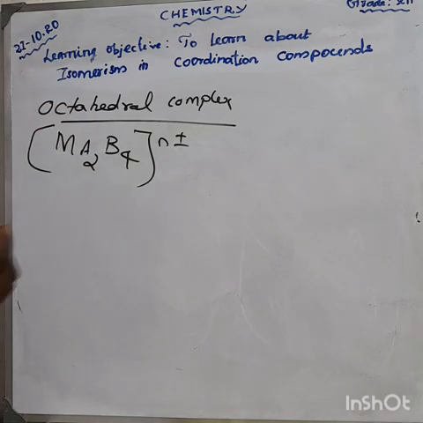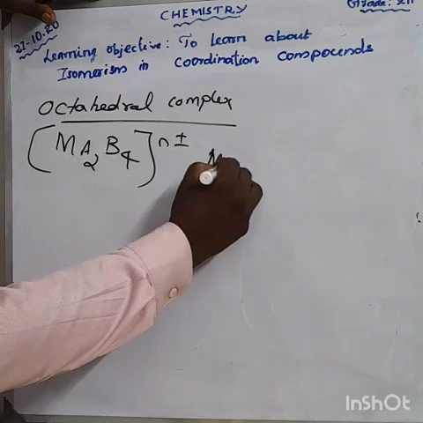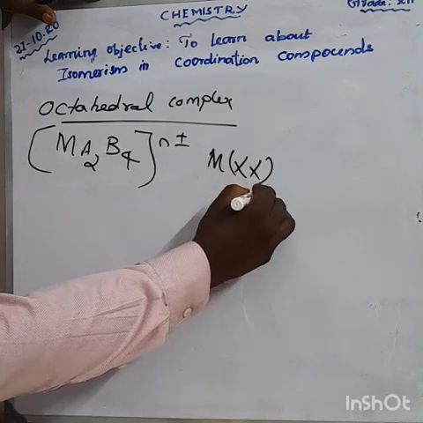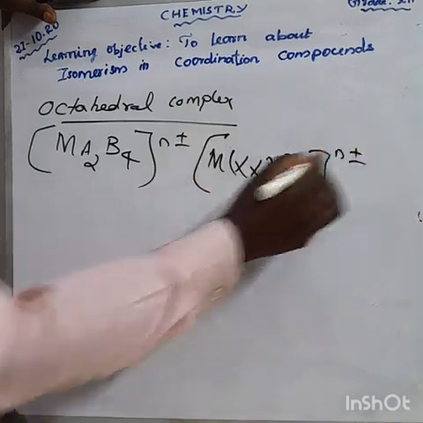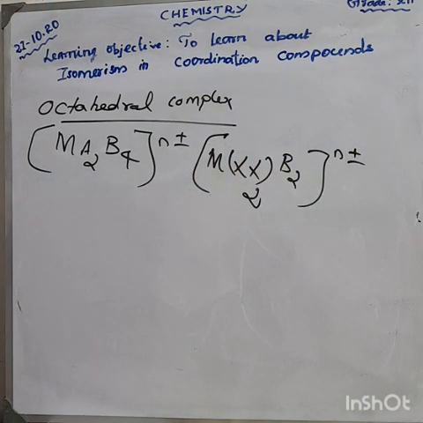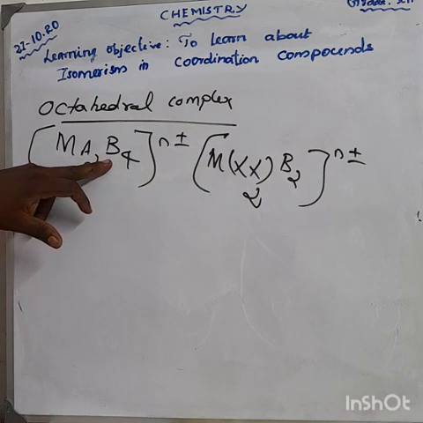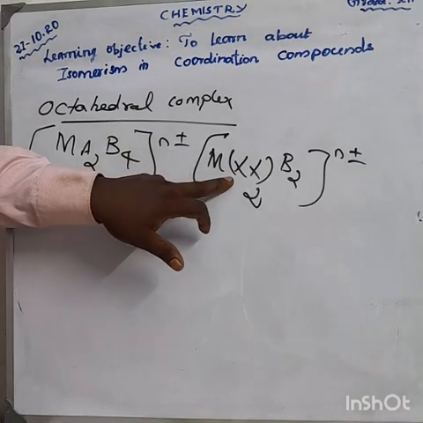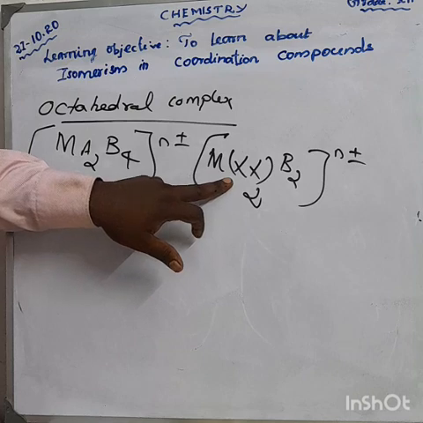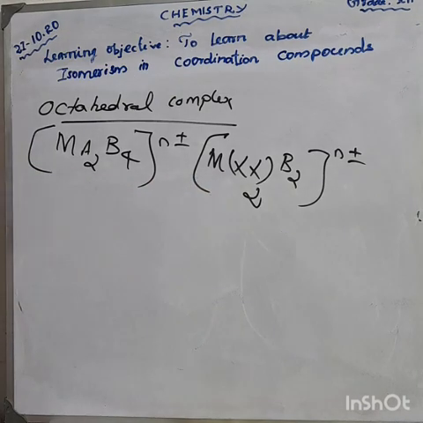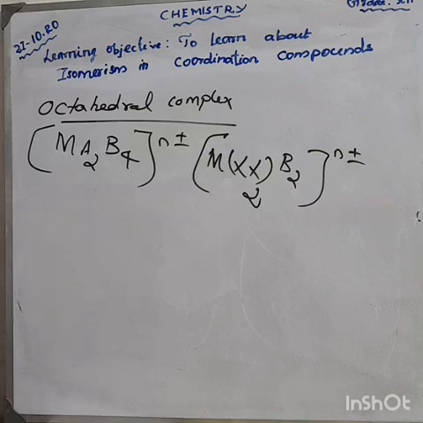One more example we can take is M X twice B2, with charge n plus or minus. Here M is the metal, A and B are monodentate ligands, and X means a bidentate ligand. You should also draw this one. What is the structure? The position of the ligands. We should learn the positions of the ligands.